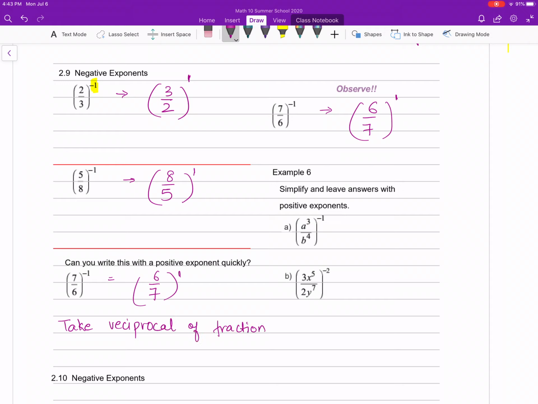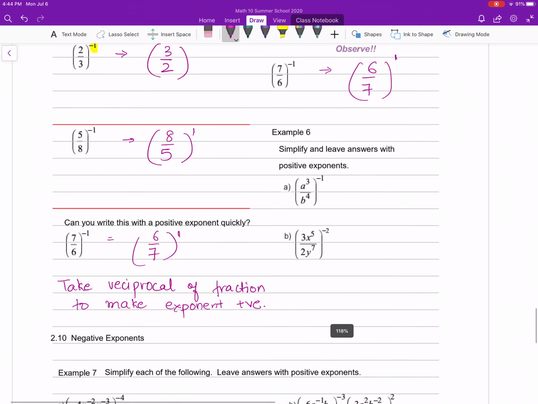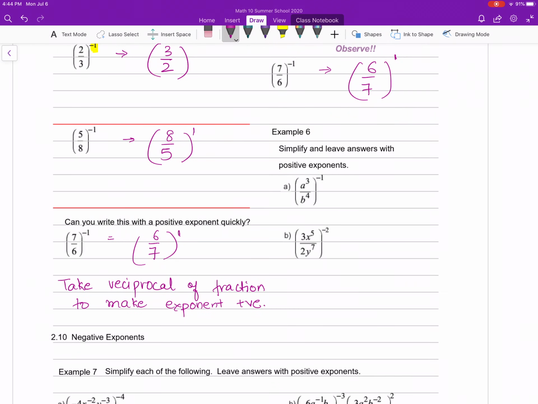That's it. Let's try this rule with these problems. So in here the exponent is negative and that's a fraction. So what I'm going to do is flip the fraction. b to the power 4 over a to the power 3, positive 1, which can be written as b to the power 4 over a to the power 3.